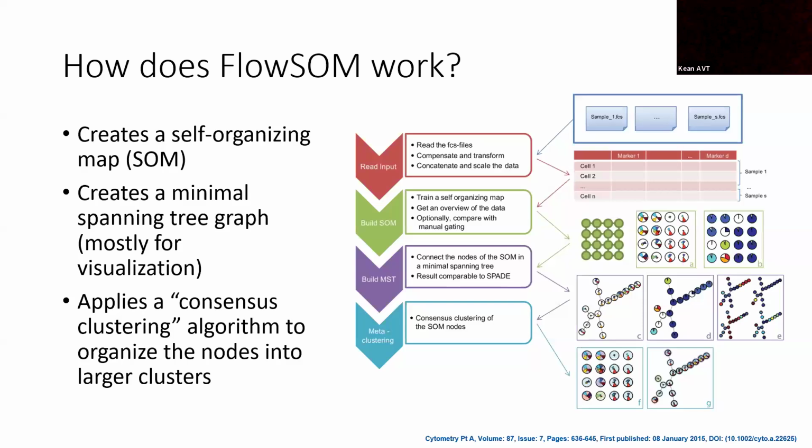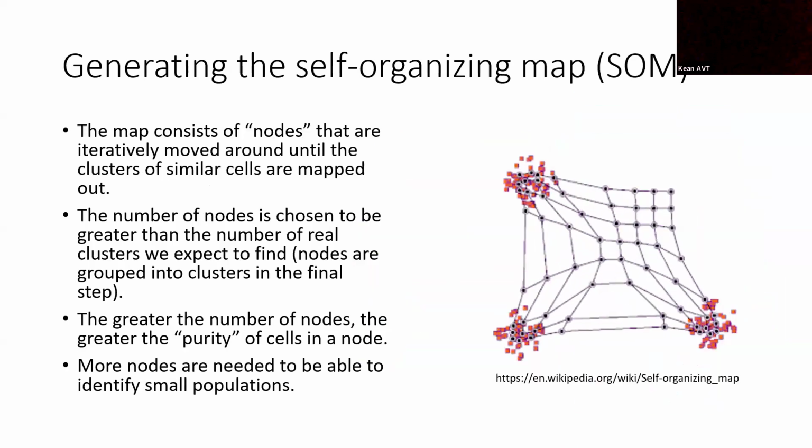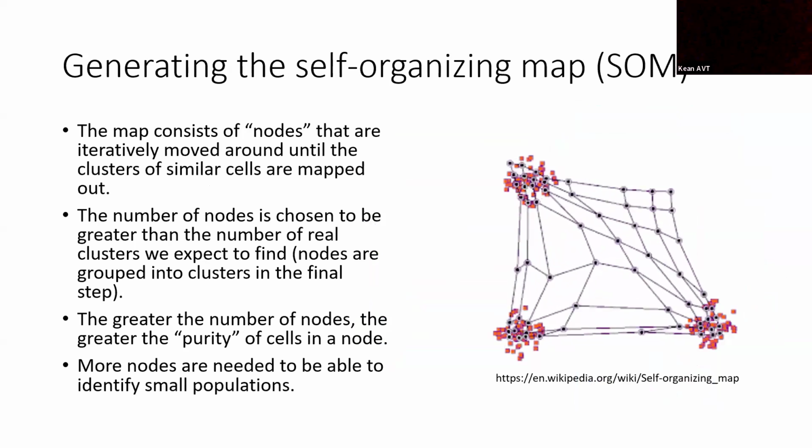So how does it work? It works by creating a self-organizing map. For visualization purposes, it will also create what's called a minimal spanning tree. And then it also applies a consensus algorithm to the clusters that it's found to try and find the meta clusters, or the clusters that make up the overall populations, whereas the smaller clusters might just be small components of those. So the first step is generating the self-organizing map.